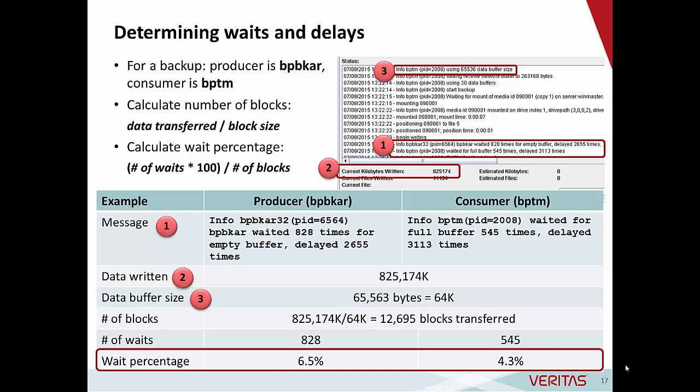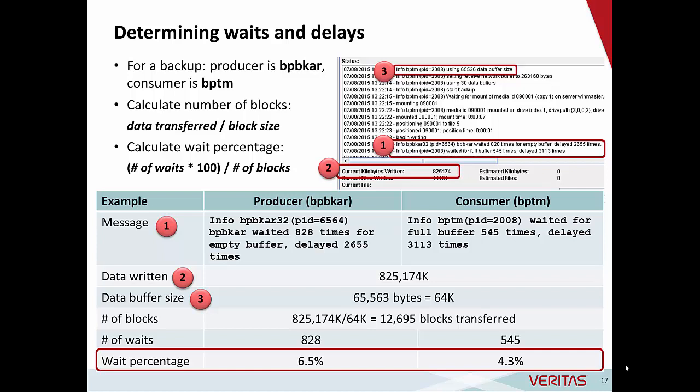So I'm doing some math, and there's a great example of it on the slide here. I'm taking a look at the output, which is recorded in the debug logs, but in 7.1 and later it's also in the activity monitor, which is nice. I don't really have to go digging around for it. I can just look at the details of the backup job in the activity monitor. This is a backup job, so BPPICR on the client is the producer, and BPTM, the tape manager on the media server, is the consumer.